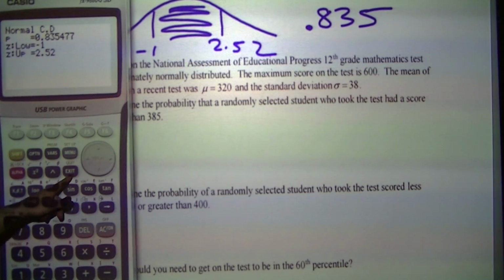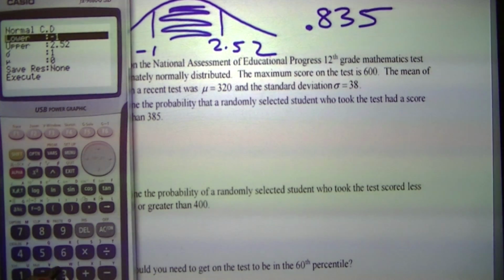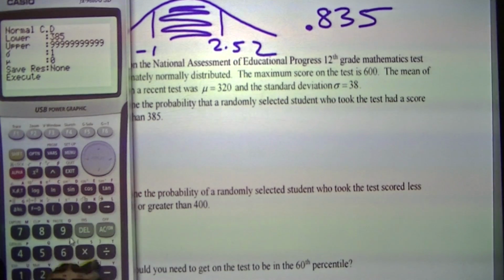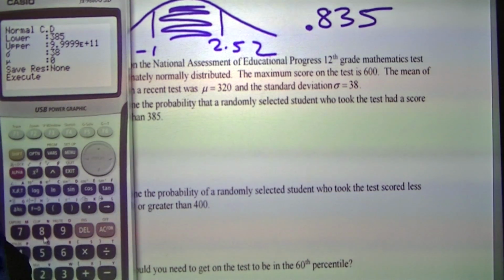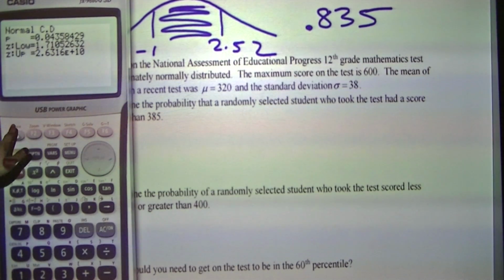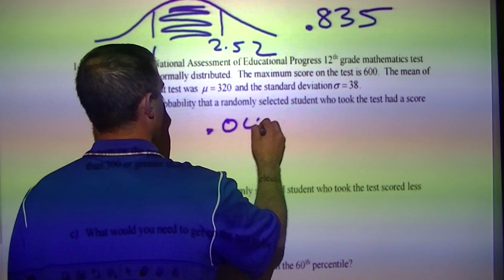Okay, so I'm going to go back to here. Greater than 385. So 385 will be the lowest number. The biggest number is going to be 999.9. Okay, the standard deviation they're telling me is 38. The mu is 320. All right. Once again, go down, execute. So my probability is 0.043. Okay, that's the probability.